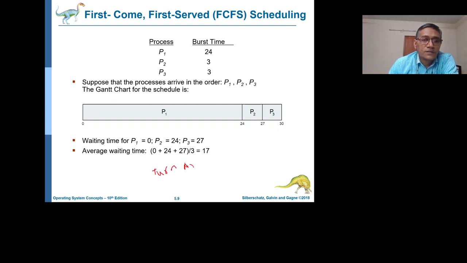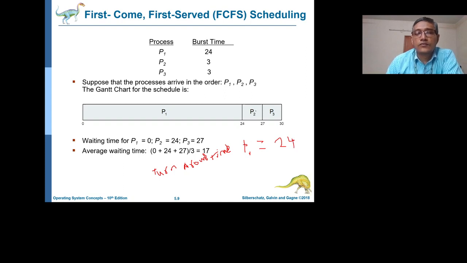Turnaround time is the time from when the corresponding job is submitted to the time at which it has been completed. For example, take the turnaround time of P1. P1 is completed at 24 milliseconds. It was submitted to the ready queue at the 0th millisecond. So 24 minus 0 is 24. So P1's turnaround time is 24 milliseconds.